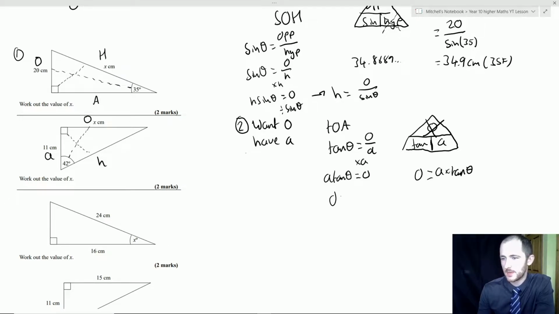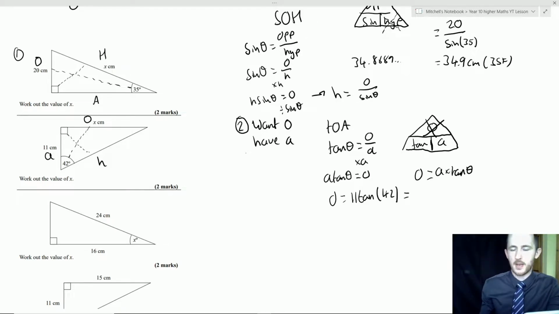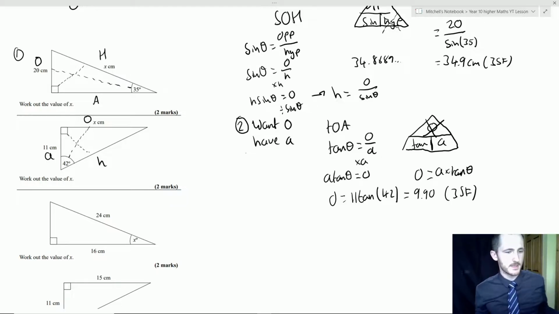So O is equal to, what is A? It's 11. And then you can put the times sign if you want, but you don't need it. I'll ignore the times sign for now. And that's tan, open bracket, 42 degrees, close bracket. Type that into your calculator. So 11 tan 42, exactly as it appears. I didn't put the times sign, but you're more than welcome to. And you get 9.90 to 3 significant figures.